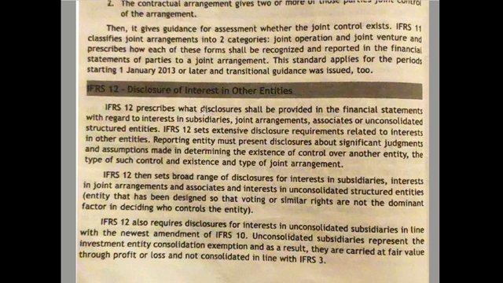IFRS 12 is required to be applied by an entity that has an interest in any of the following: subsidiaries, joint arrangements, that is, joint operations or joint ventures, associates, and structured entities. It does not apply to certain employee benefit plans, separate financial statements, certain interests in joint ventures held by an entity that does not share in joint control, and the majority of interests in another entity accounted for in accordance with IFRS.